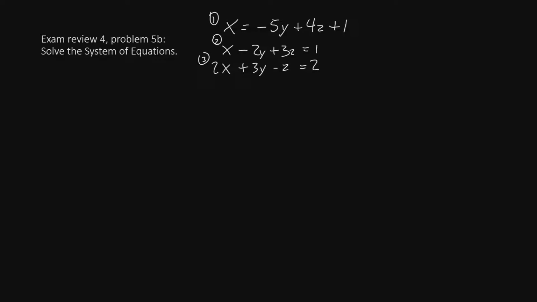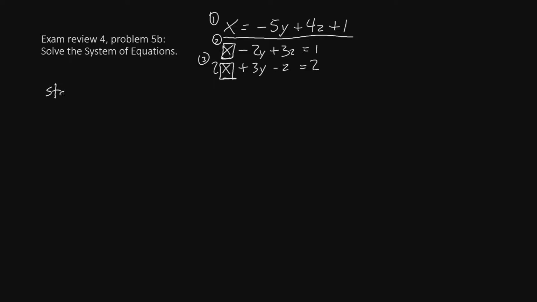This time we'll be doing problem 5b, in which we are asked to solve this system of equations. The first thing we should do in this system of equations is have a look at equation number 1. They tell us that x equals negative 5y plus 4z plus 1. Since they've given us an expression for x, the best thing to do would be to replace x here in equation 2 and here in equation 3.